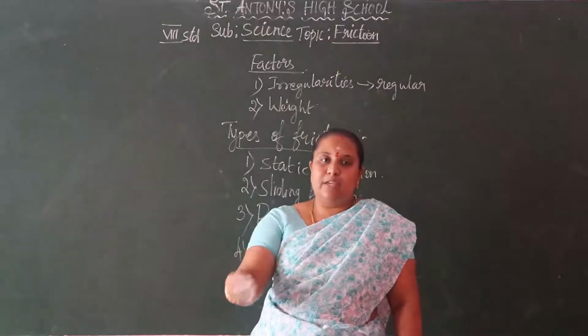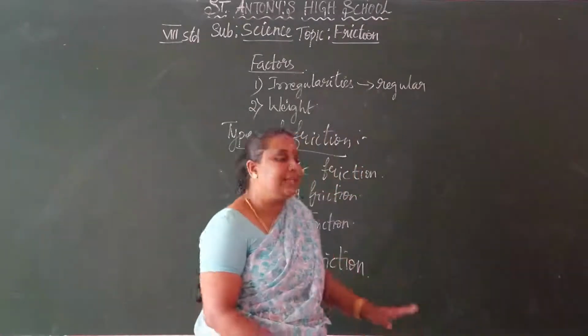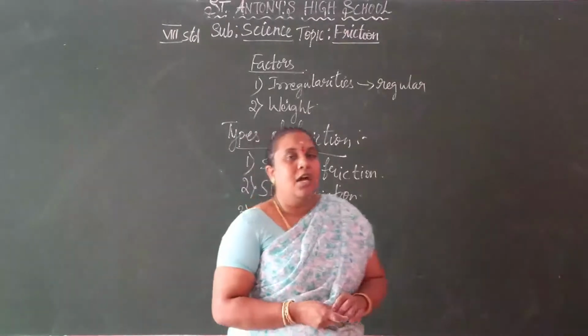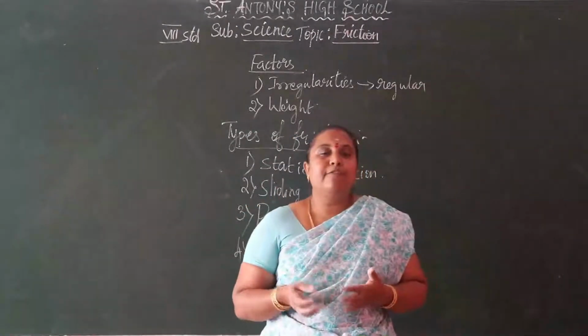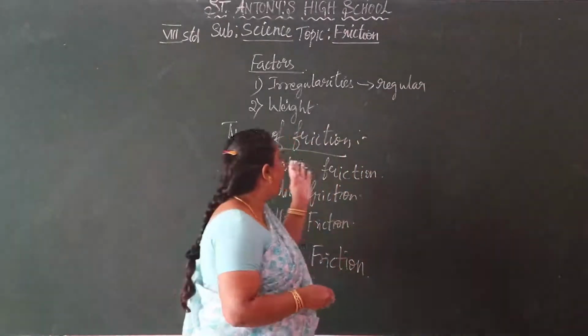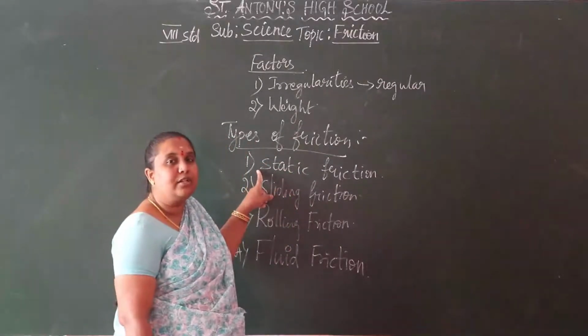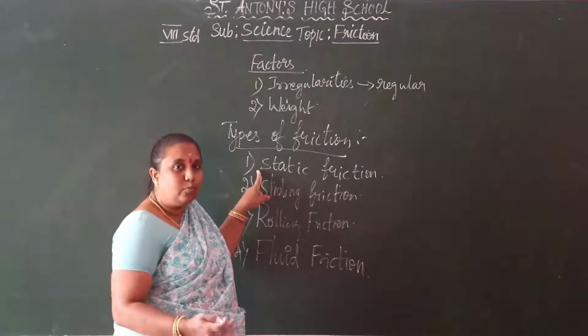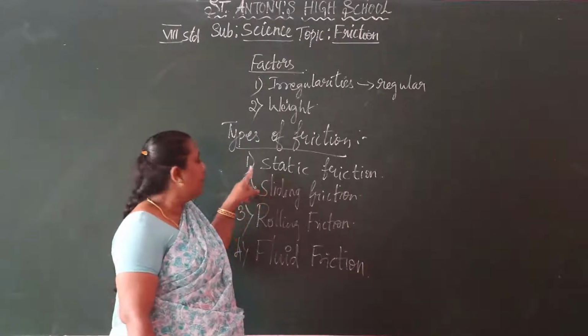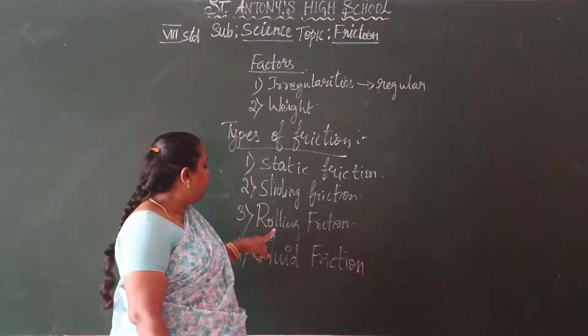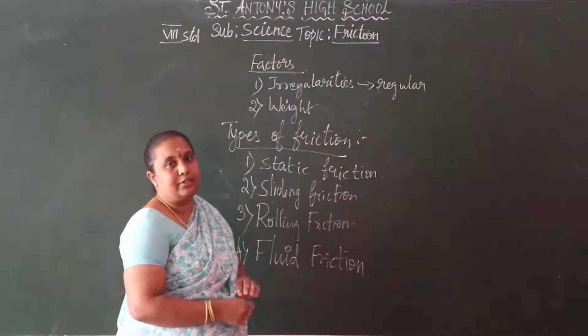That oil moving from one place to another, we can say, is fluid friction. Understood, children? So these are the types of friction. What are the four types of friction? One is static friction, which is applied before moving the object. Second is sliding friction, then rolling friction, and fluid friction.